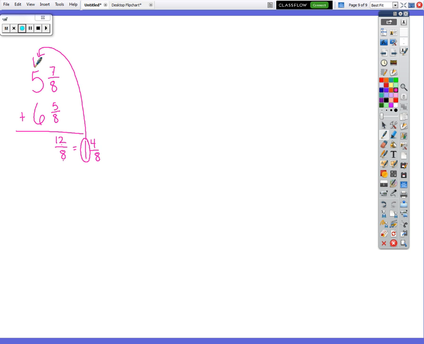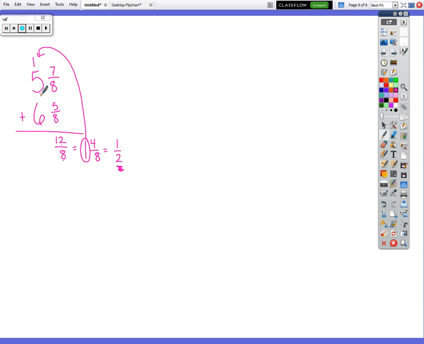Now, this 4/8 I know is not in simplest form because I know 4 is half of 8. So when we talked about this before, when we talked about simplest form, if the numerator is half of the denominator, it is equivalent to 1/2. So this 4/8 equals 1/2. So now this is going to become my new fraction. So now I got to add my whole numbers.